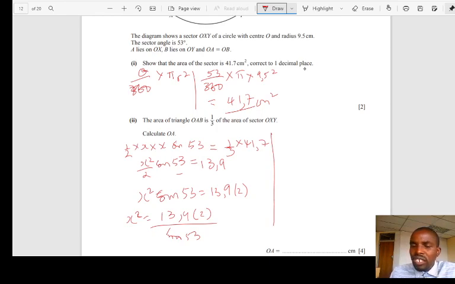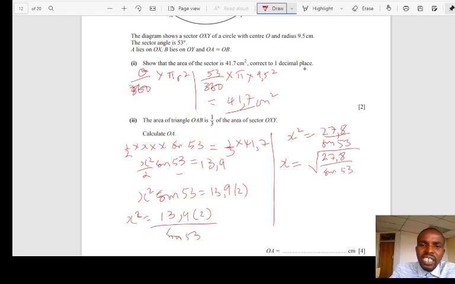13.9 times 2, what do you get? 27.8. So X squared equals 27.8 over sine 53. Then X equals, you put the square root to remove the square, the square root of 27.8 over sine 53. Then you can punch it in your calculator: 27.8 divided by sine 53. Then we want the square root of this one.